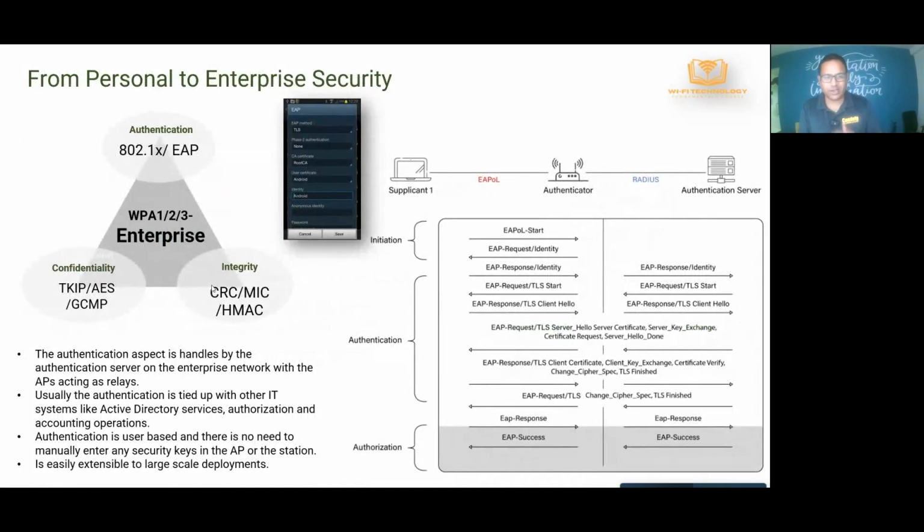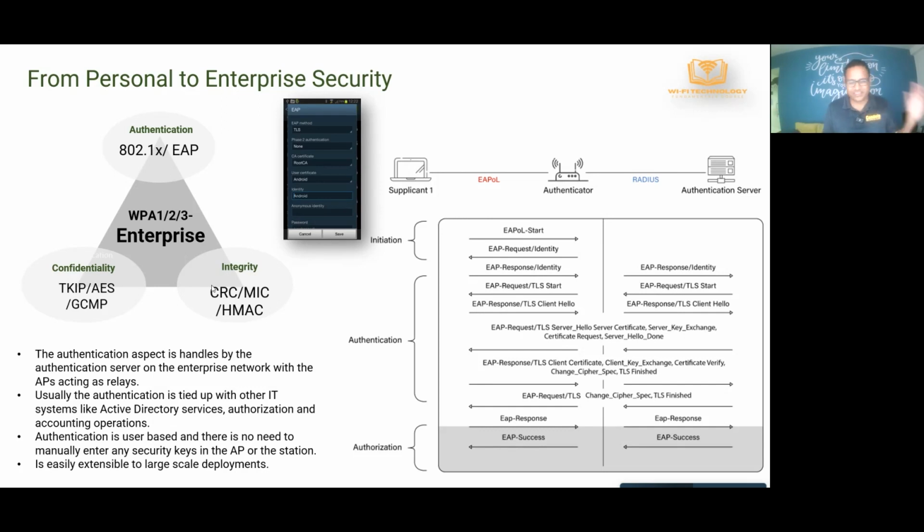So far we talked mostly about personal security, where you have to manually enter the keys into the access point and the client device. It could be using WEP, it could be using WPA, WPA2, WPA3, and so on. But when you come to the enterprise, that's not how security is done. Even though we're still using WPA, WPA2, WPA3 for encryption between an access point and a client, the authentication is done in a different way. And that is where the authentication server comes into the picture.